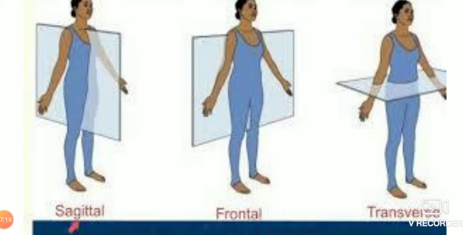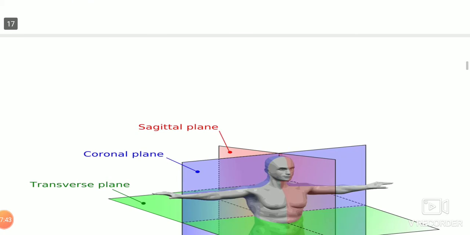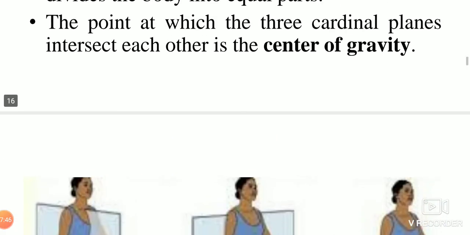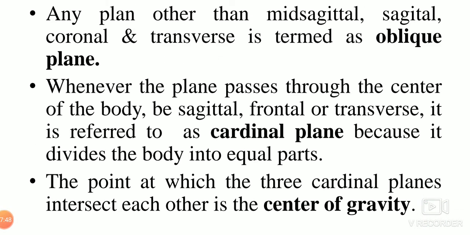The third one is the transverse plane. A plane which divides the body into upper and lower parts is known as the transverse plane. Other than these three, there is the oblique plane. A plane other than sagittal or mid sagittal, frontal, and transverse is termed an oblique plane. Now one more terminology is there, the cardinal plane. The cardinal plane is so called because it divides the body into two equal parts.